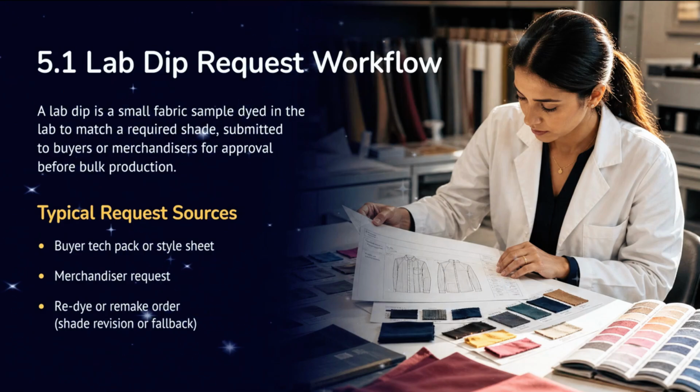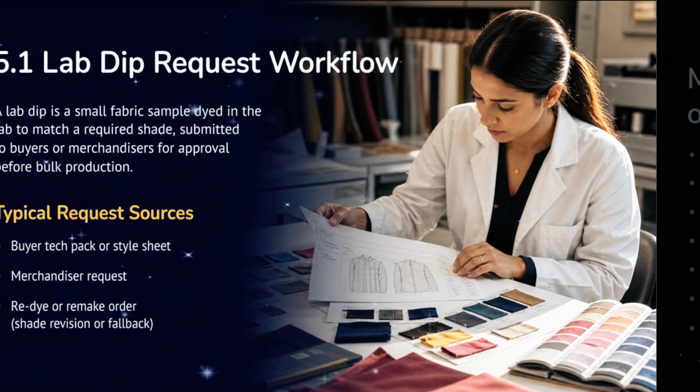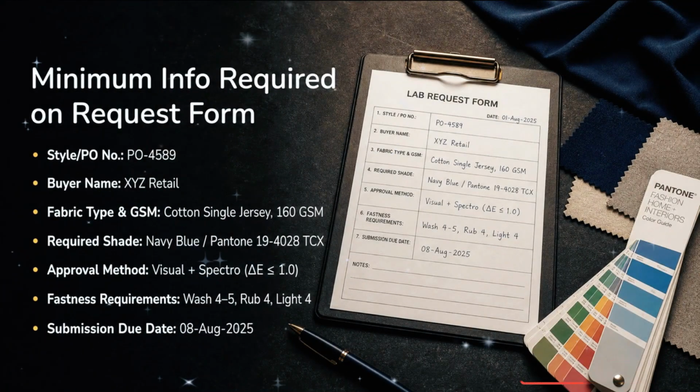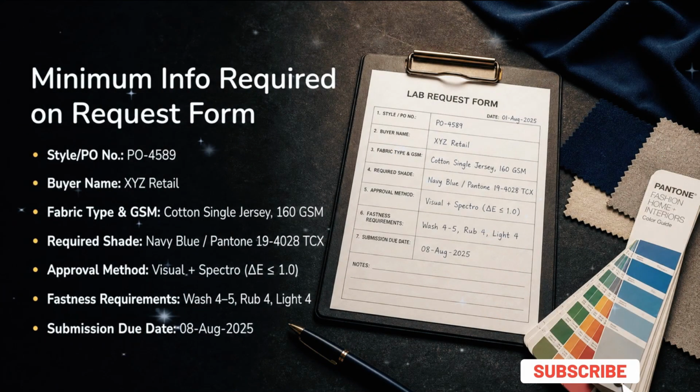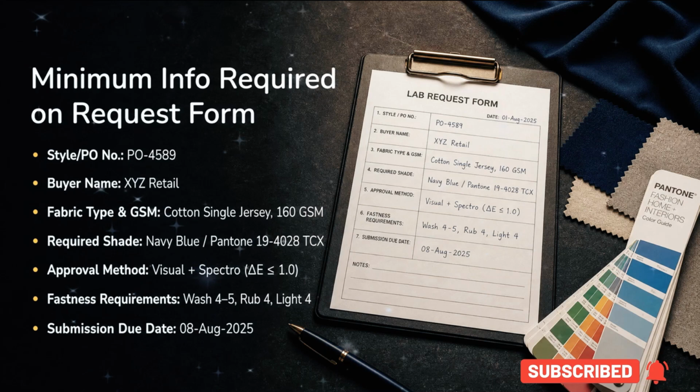A lab dip is a small dyed fabric sample submitted for approval before bulk production. Requests typically come from a buyer's tech pack, a merchandiser, or a redye order. A request form requires minimum information, including the style or PO number, buyer name, fabric type, required shade with a color reference, approval method, fastness requirements, and the submission due date.